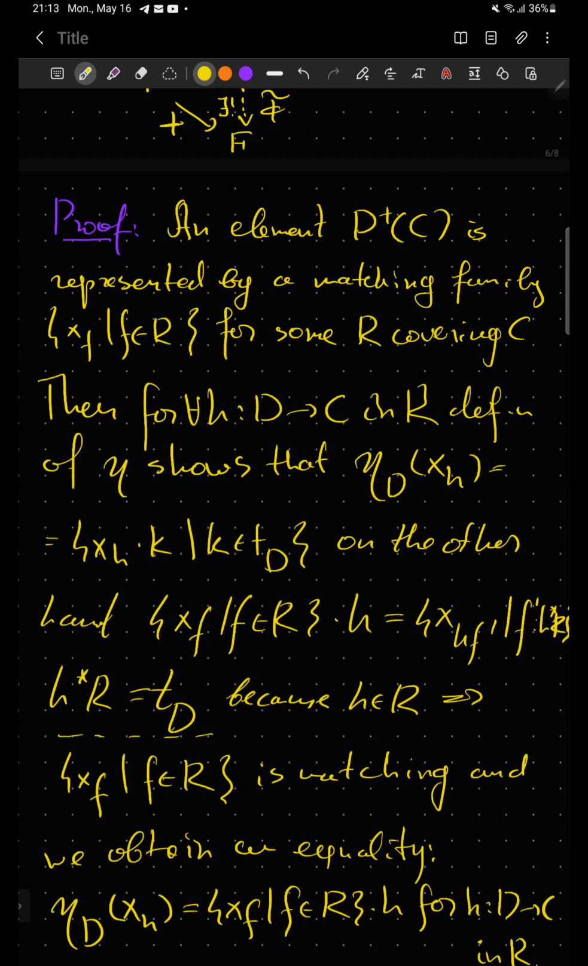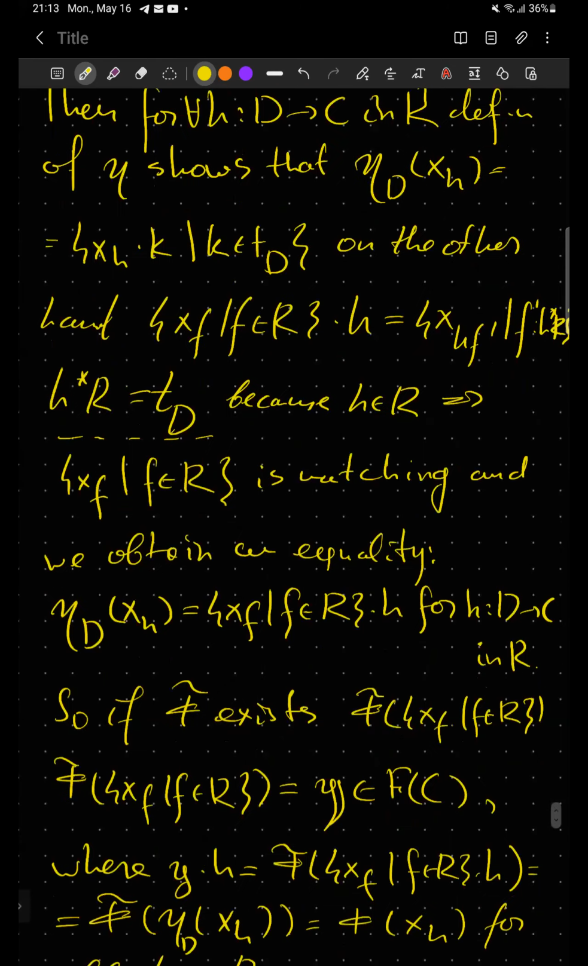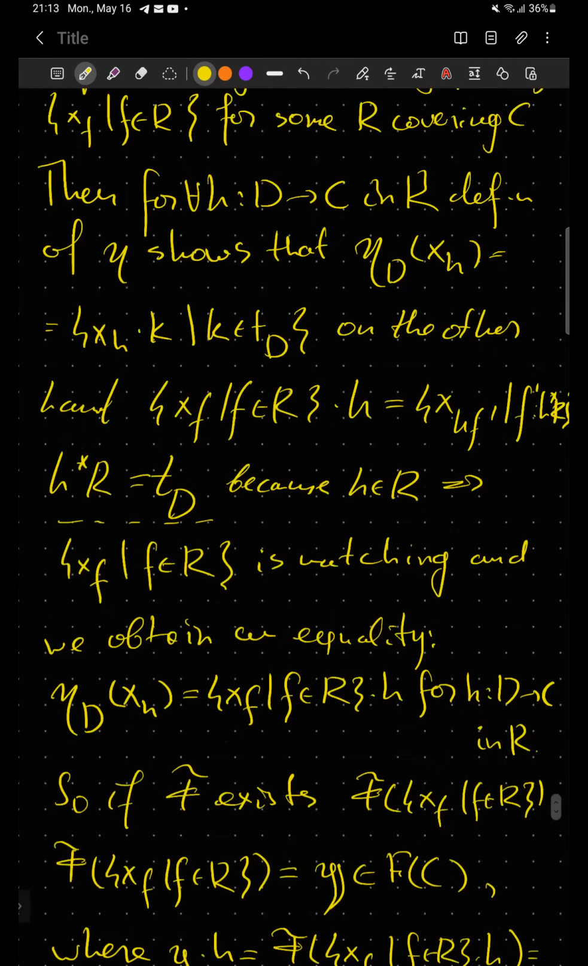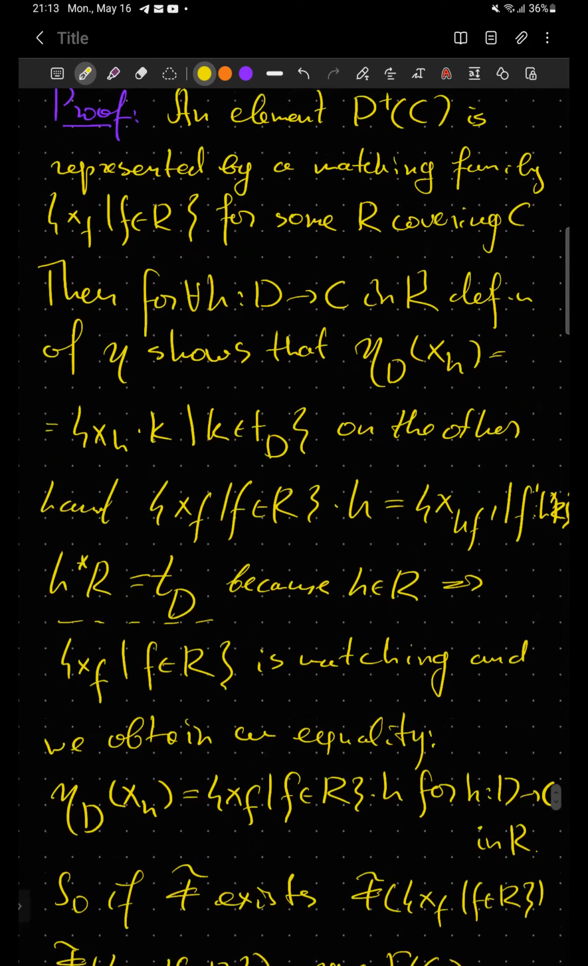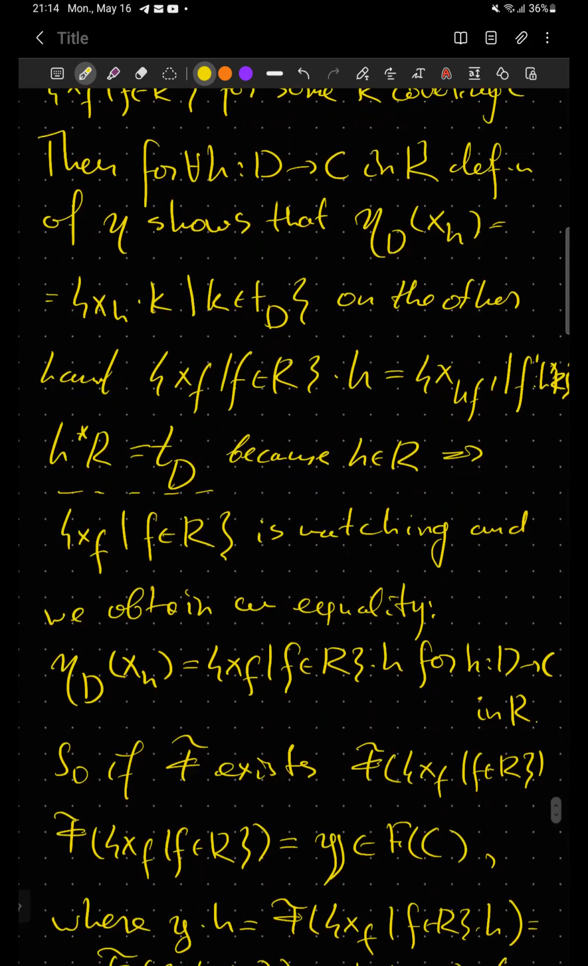Well, wait a moment. So yes, we've shown that by definition of this operation of restriction, this is a matching family, and we obtain an equality: this transformation of x h is the same as the family which represents our element x multiplied by h for any h in R.